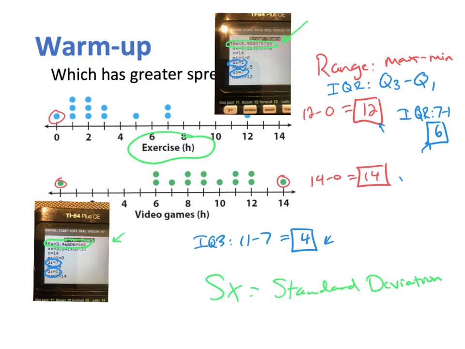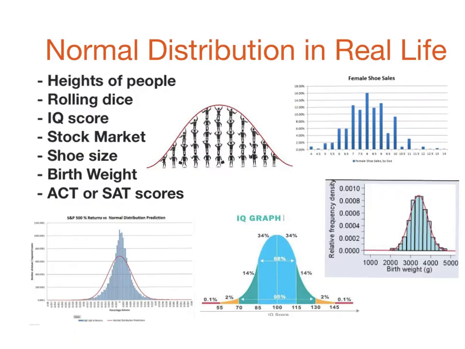Today's lesson is going to dive a little more into this standard deviation number. Today's lesson is all about what's called normal distribution, and there are a lot of great examples of normal distribution out there: heights of people, rolling dice, IQ score, stock market, shoe size, birth weight, ACT and SAT scores. You can see some images that we show here, and normal distribution has a similar shape between all these images.